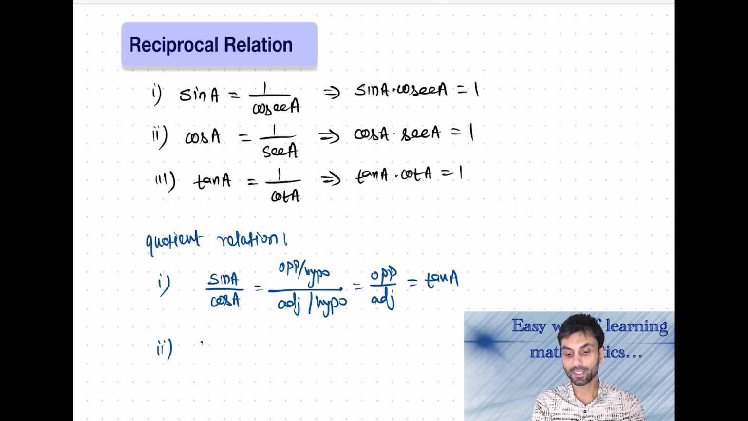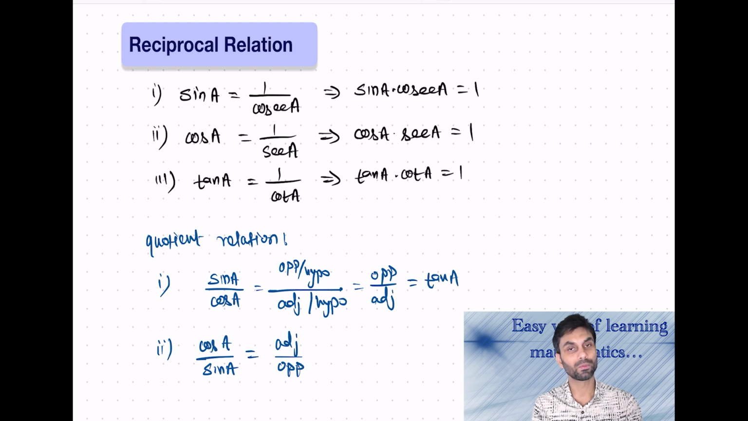The other one is cos A upon sine A, which will be adjacent upon opposite. We know that it is the reciprocal of tan, that can be written as cot A. And this is what the quotient relation is.